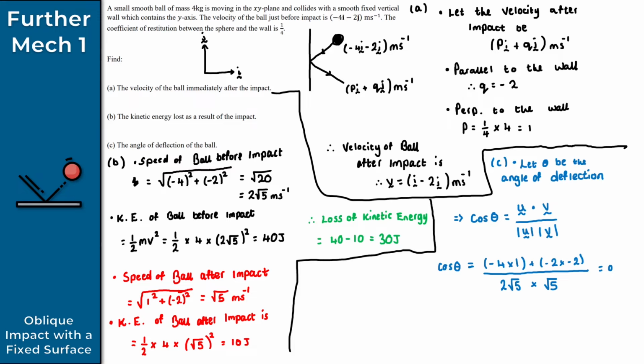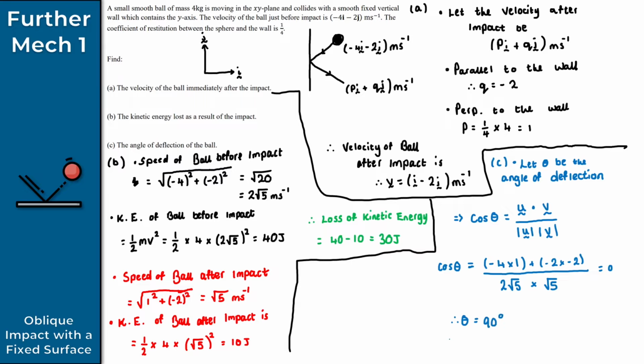And in that case, this simplifies quite nicely, right? If cos theta is equal to 0, then theta is equal to cos inverse or arc cos, whichever you prefer, of 0. And in that case then, theta here is 90 degrees.